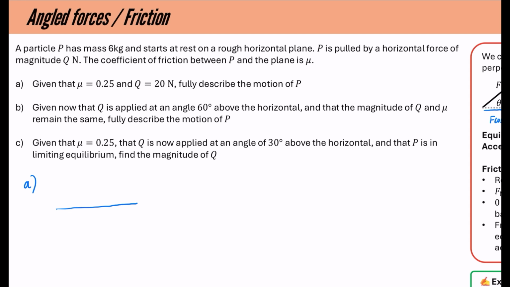Now, I've said fully describe the motion of P because if I actually asked the question I wanted to, it might give away what I was saying. And you'll see what I mean when I do this. So I'll do a quick diagram. It has a mass of 6 kilograms, which means I can immediately say that it has a weight of 6g.